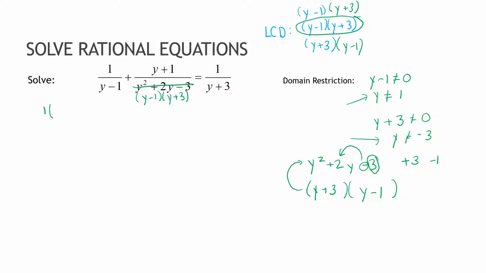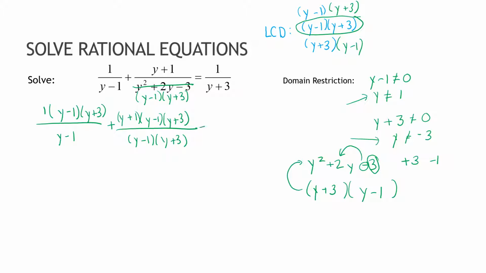I've got 1 times y minus 1, and you'll get to the point where you don't have to show quite all of the work, but I'm going to just show everything so there's no confusion, or minimal confusion. And then I've got y plus 1 times y minus 1, y plus 3, still over the same denominator I had before. So notice I'm not messing with the denominators at all. And then here I have 1 times y minus 1, y plus 3, over y plus 3.